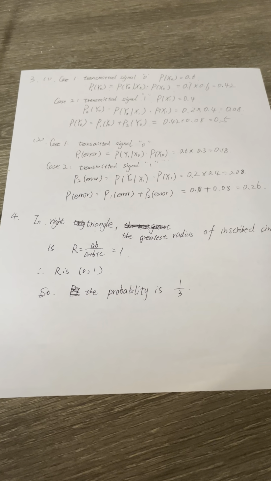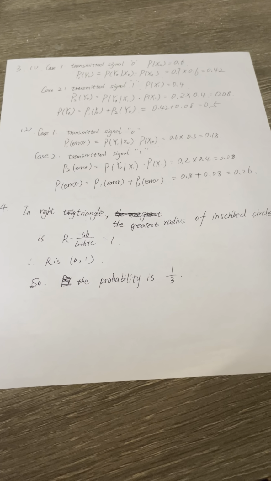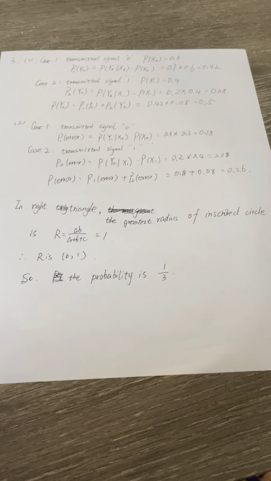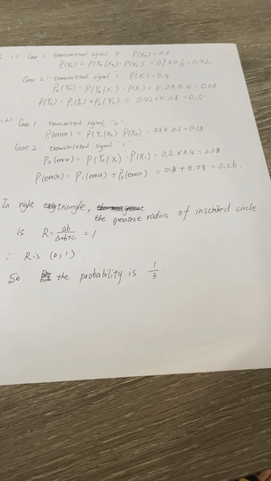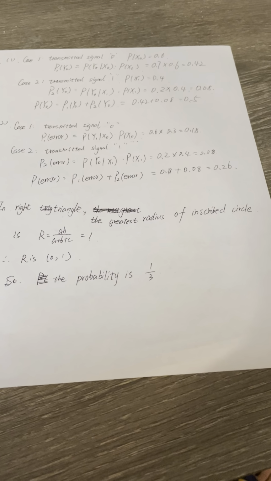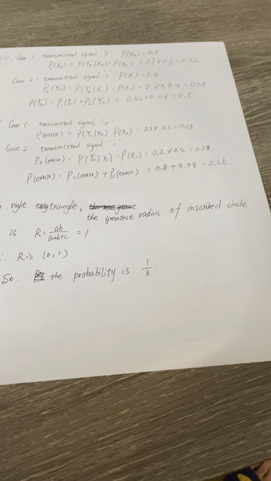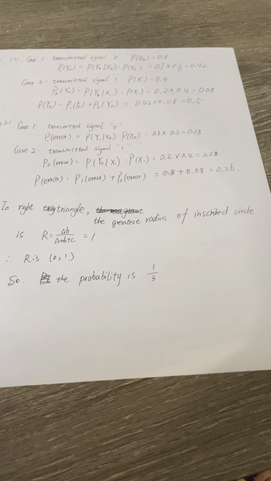This is problem 3. The first question is: find the probability that data 0 is received. In this question, we have two cases. The first case is we transmit signal 0 and we get 0. Case 2 is we transmit signal 1, but finally we get 0 because of the error.